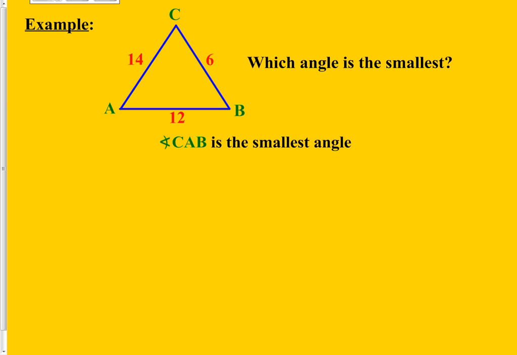So we would say that angle CAB, or you could spin that around and say angle BAC, is going to be the smallest angle. And our reason for that response would be because it is across from the smallest side, which was side BC.